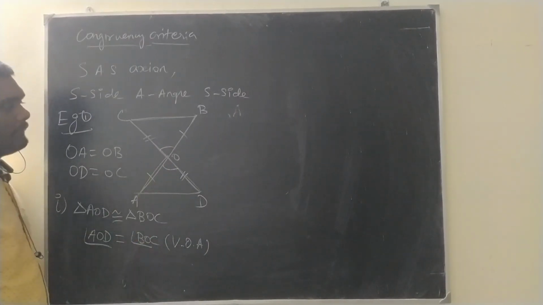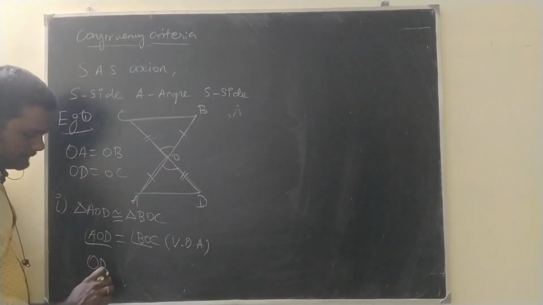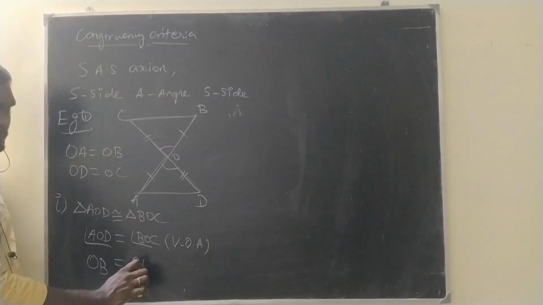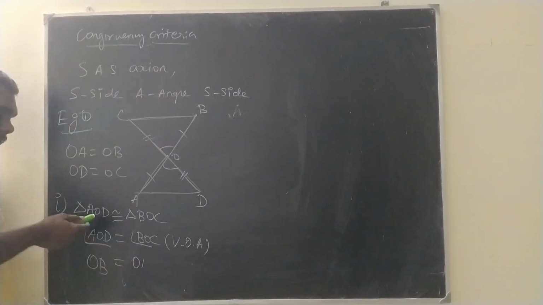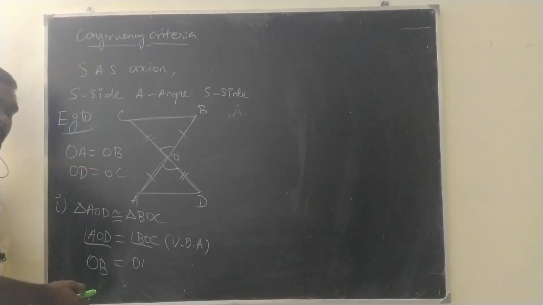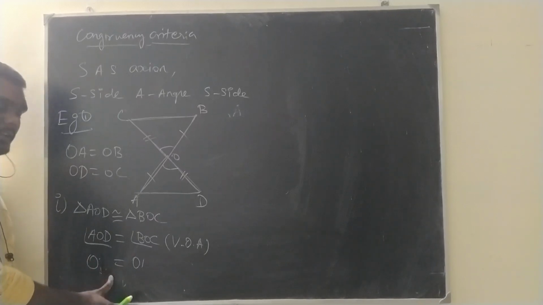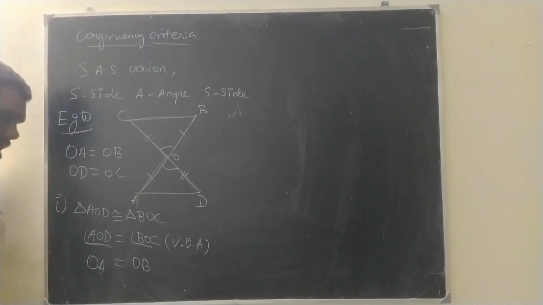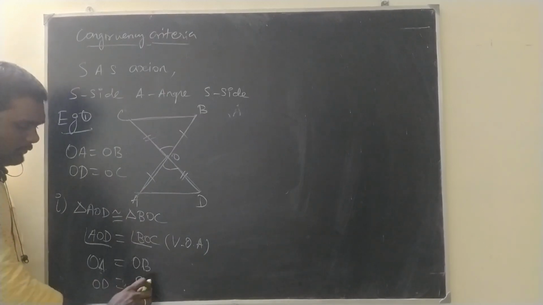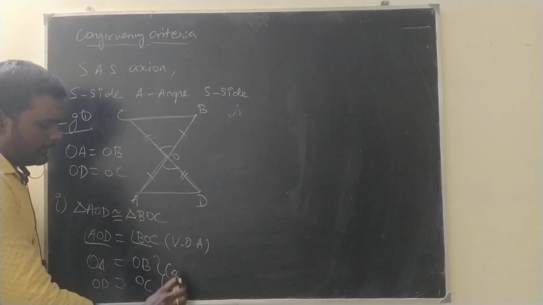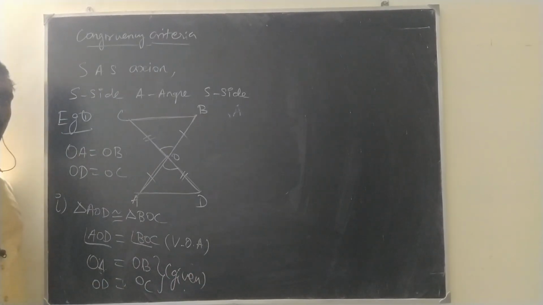And we have OB equals OA. Oh, sorry. See, also this we need to follow. If I wrote triangle AOD here, the sides of AOD only should be written on this side. Then only it would be easy to understand. So OA is equal to OB, and also OD equals OC. Why is it so? These two are given in the question itself.